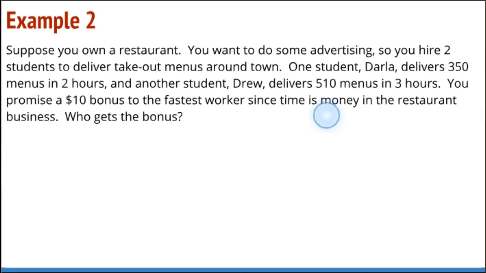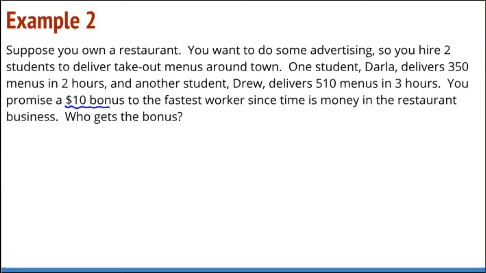All right, let's take a look at another one here. Suppose you own a restaurant and you want to do some advertising, so you hire 2 students to deliver takeout menus around town. One student, Darla, delivers 350 menus in 2 hours, and another student, Drew, delivers 510 menus in 3 hours. You had promised a $10 bonus to the fastest worker, and because time is money, who gets the bonus?